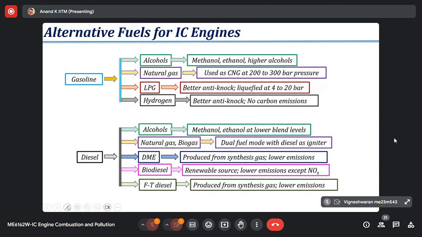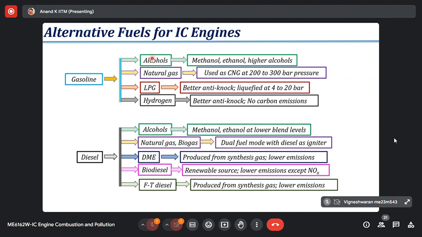So this slide shows a quick summary of all the alternative fuel options you have for gasoline. You have alcohol fuels: methanol, ethanol. Methanol is C1, with 1 carbon. Ethanol has 2 carbon, propanol 3 carbon, butanol 4 carbon. So you have different alcohol fuels starting from methanol with different carbon chain lengths, and all of these are suitable to be utilized in gasoline.